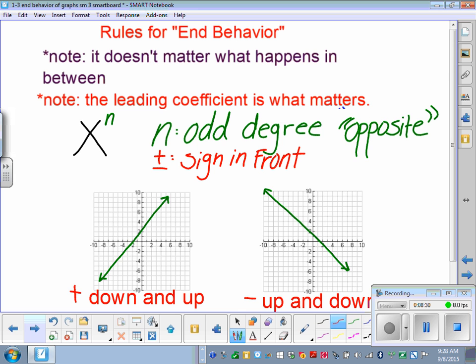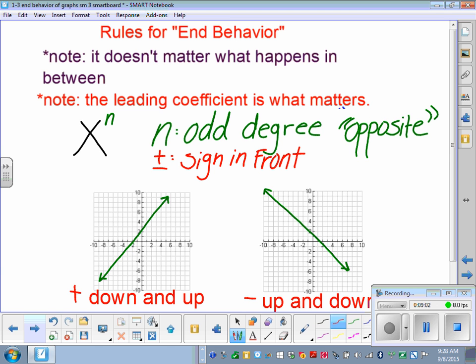Now, once again, if you look at the degree and it has an odd degree, so that would be degree 1, degree 3, degree 5, 7, 9, anything that's an odd number, you say, okay, I know it has opposite end behavior. So they don't have the same end behavior. It's either going down and up or up and down.